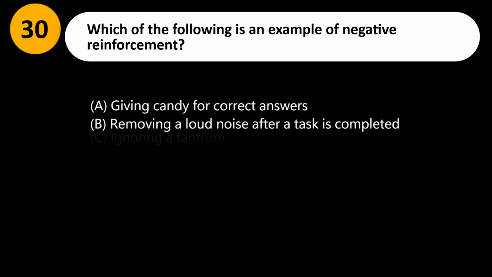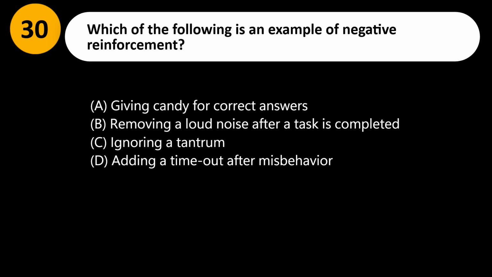Which of the following is an example of negative reinforcement? A. Giving candy for correct answers. B. Removing a loud noise after a task is completed. C. Ignoring a tantrum. D. Adding a timeout after misbehavior.